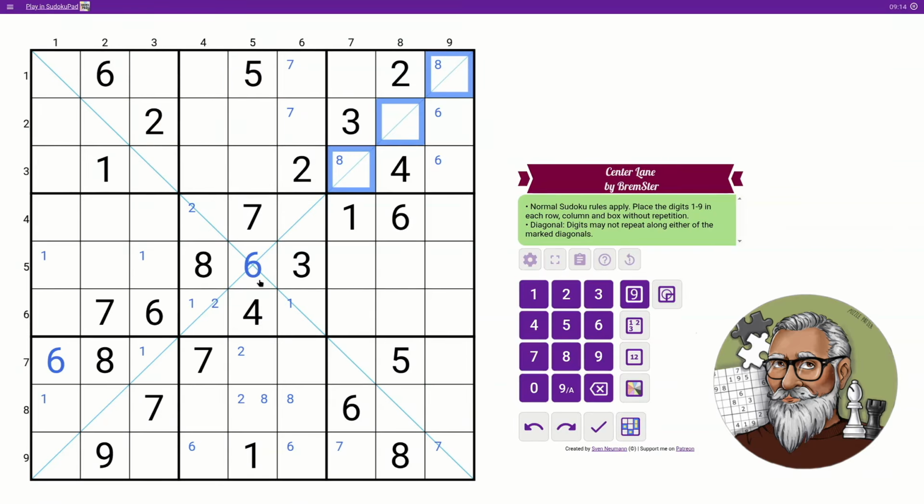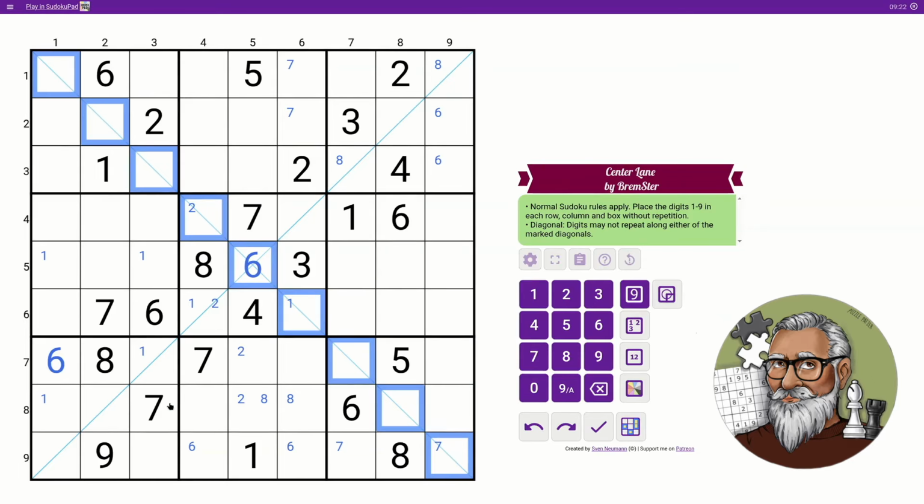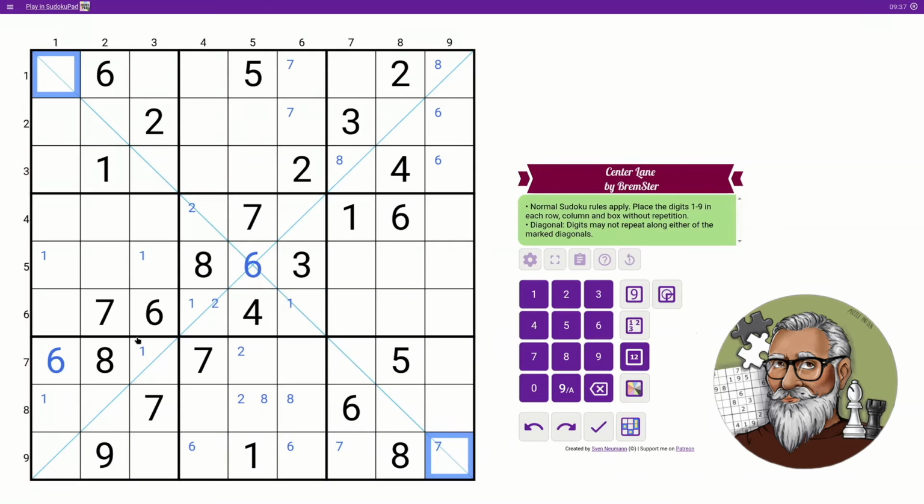Let's do something a little bit more advanced. Where is 7 on the negative diagonal? Let's eliminate where it can't be, right? It can't be in row 8. It can't be in row 7. It can't be in box 5 at all. And it can't be in column 3 and in column 2, right? So one of these is 7.